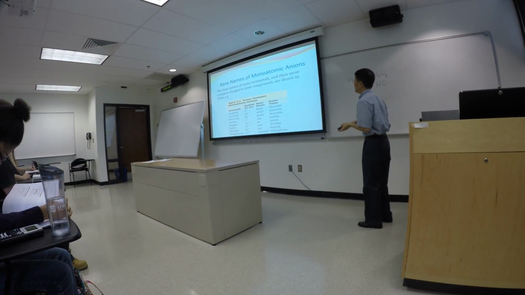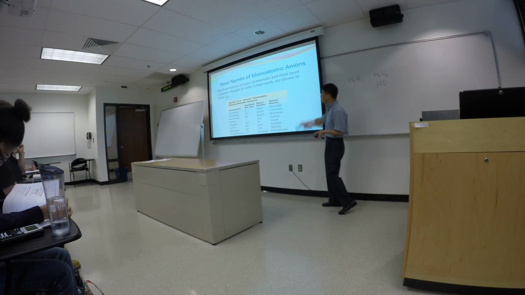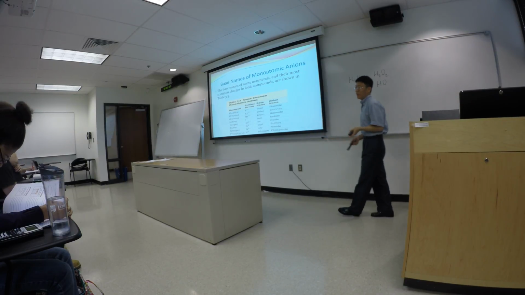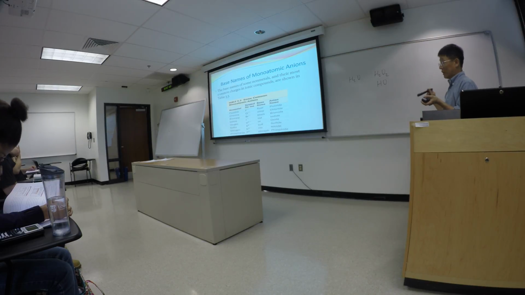Okay. So for the base names of monatomic ions, your textbook actually gives you a list, and I do not need you to memorize all of these, at least for now. But pay attention when you read the textbook.